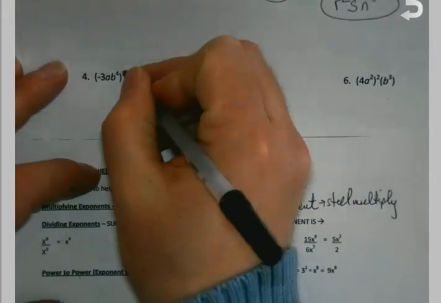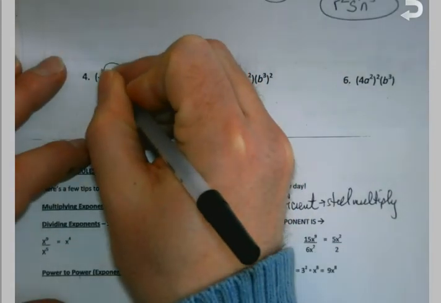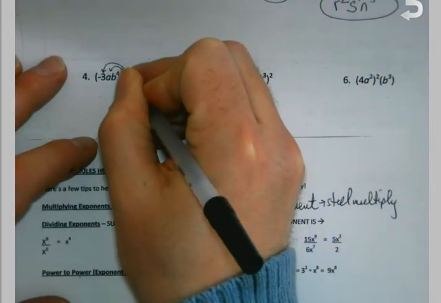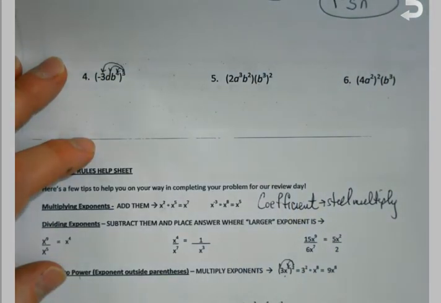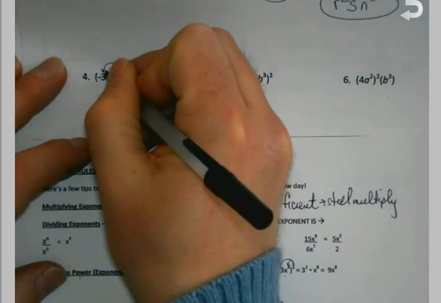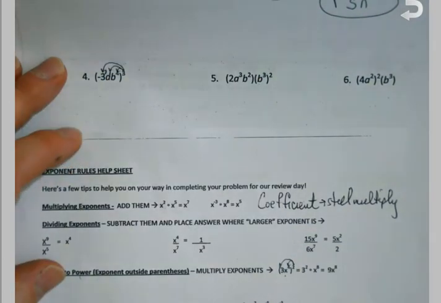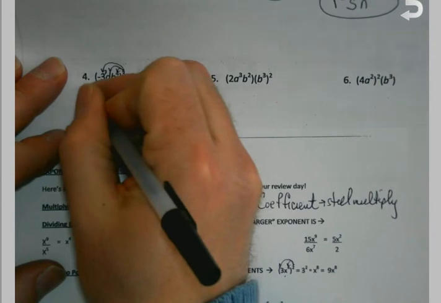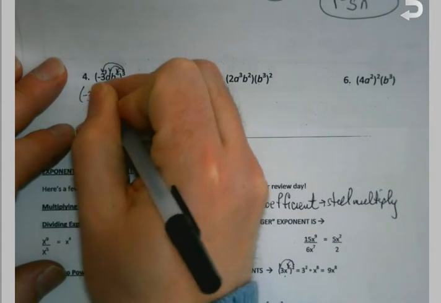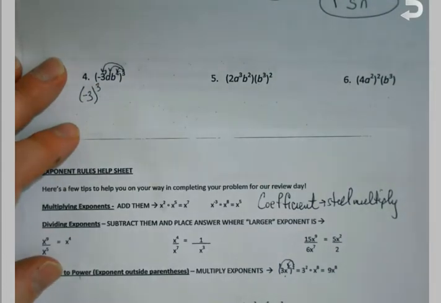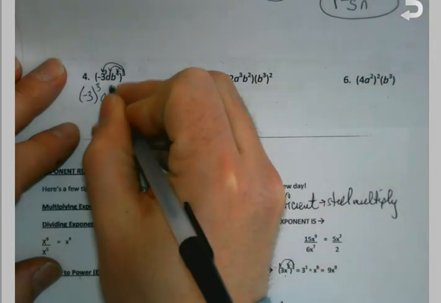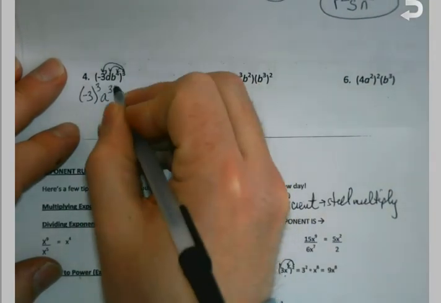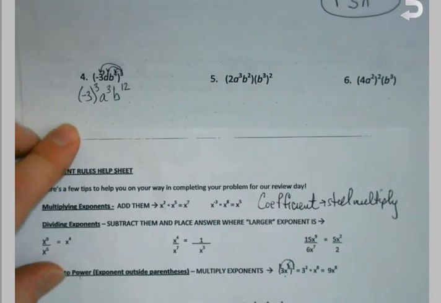That 3 that's out here, since it's outside the parentheses, goes all the way through to all of these. And remember, I have an exponent of 1 on my a, and I've also got that exponent of 1 on my -3, since I don't see it. Now we're going to come back to the -3 in a minute here. But my other ones, I'm just multiplying. 1 times 3 is 3. 4 times 3 is 12.